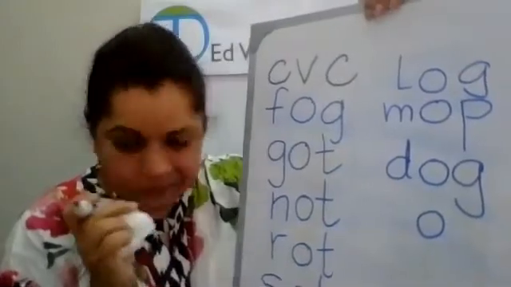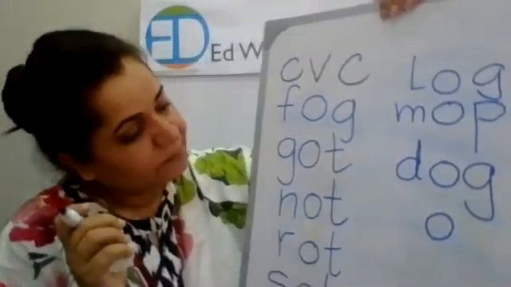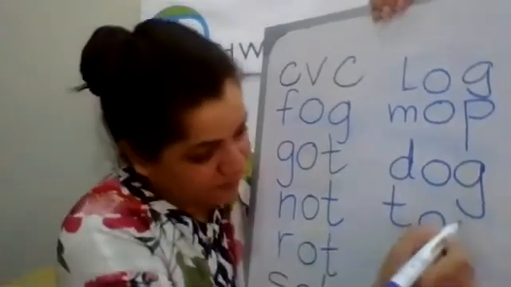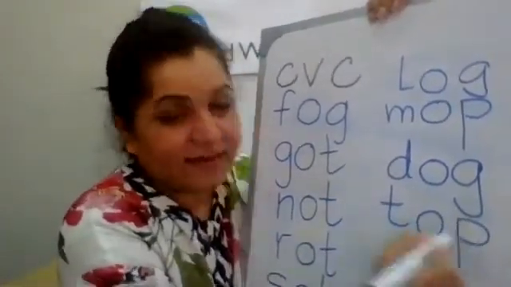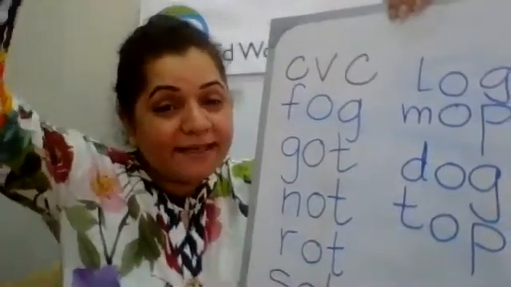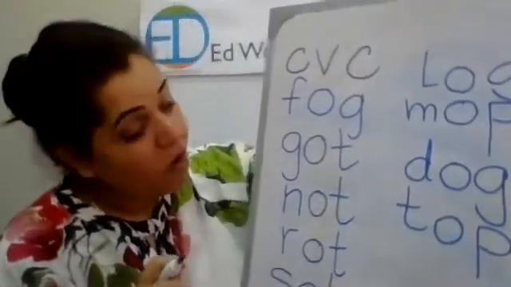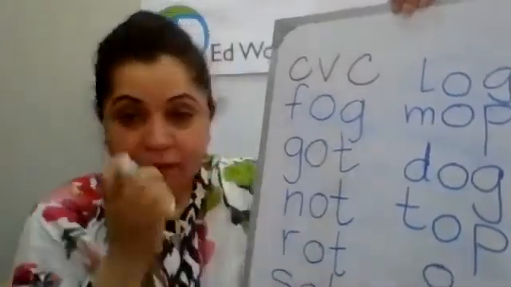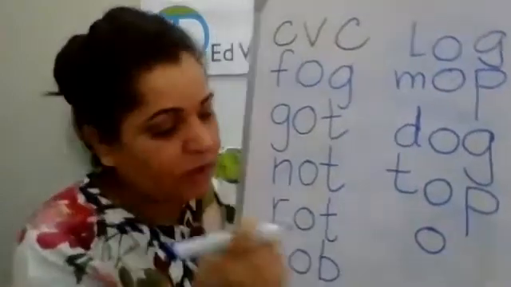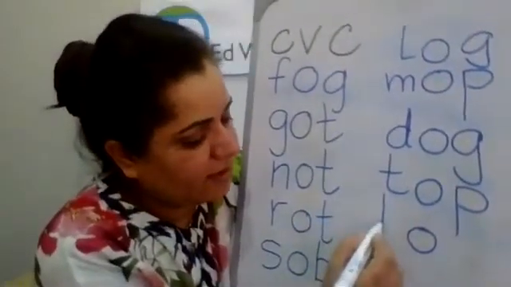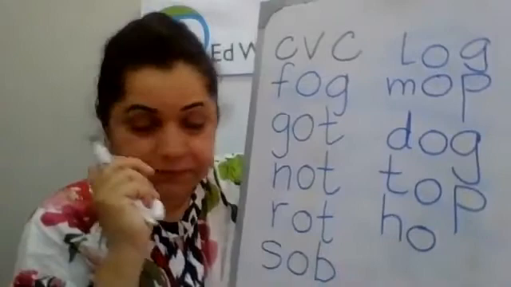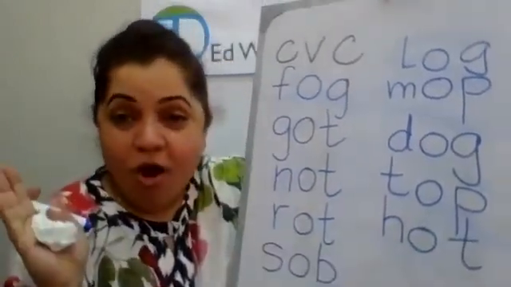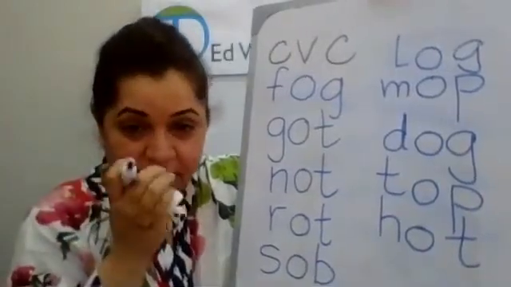Dog. Then D, okay. D-O-G, dog. Then another one. Now who's going to make the word? Okay, H, right? H-O, H-O-T, hot. Very good. Very good.